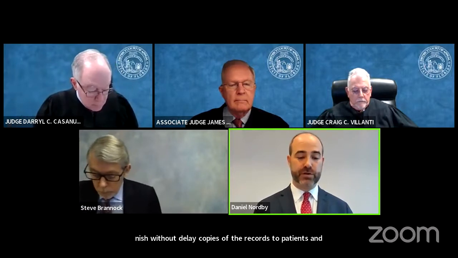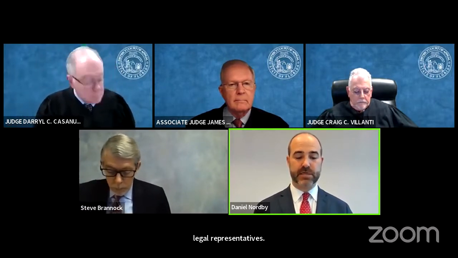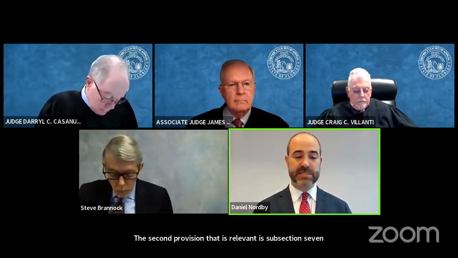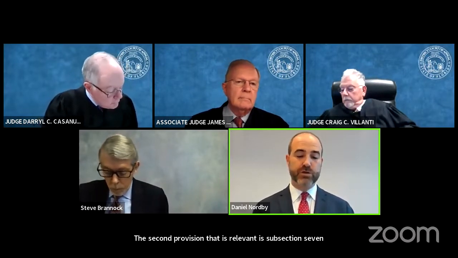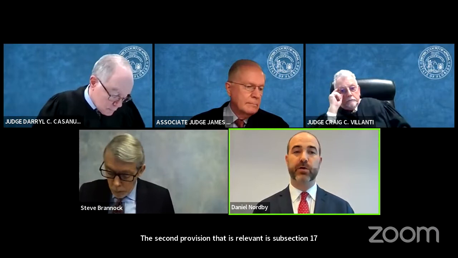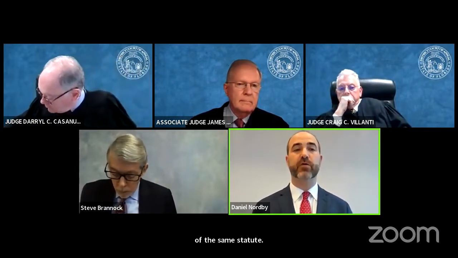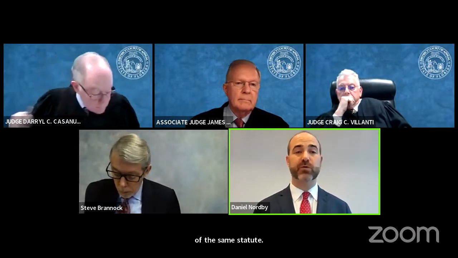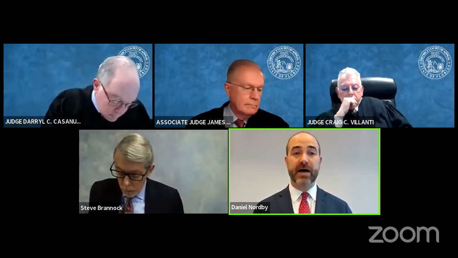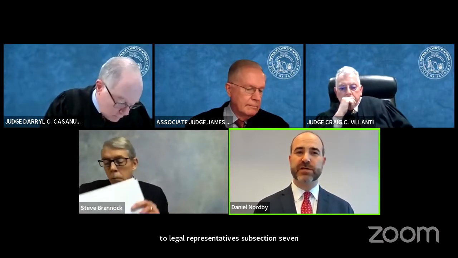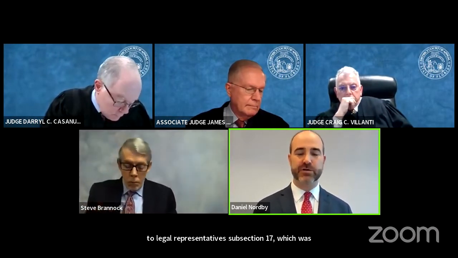The second provision that is relevant is subsection 17 of the same statute, which refers to specifically what the rule addresses, which is the imposition of the costs for providing those copies. So subsection 6 requires practitioners to provide copies to legal representatives. Subsection 17, which was subsection 18 in an earlier version of the statute, in case you're looking at it.